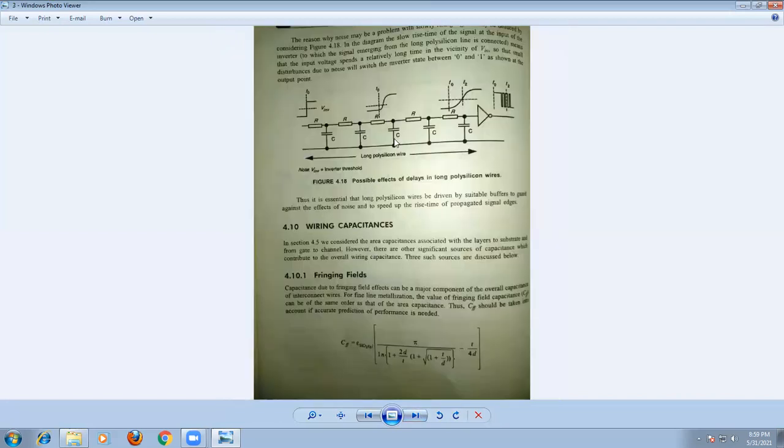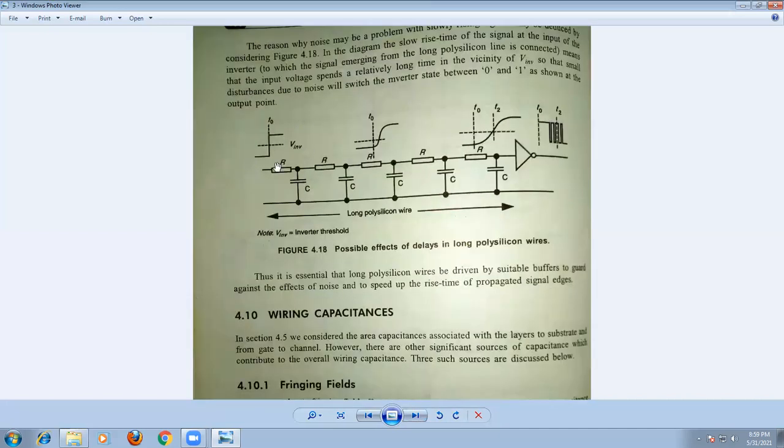For example, let us consider here. Assume that this is a long polysilicon wire. In this case also, we have capacitance and resistance for each and every section here, so there is a chance of RC delays. Because of this delay in the long polysilicon wire, there is a delay at this point. This is the output of the long polysilicon wire.